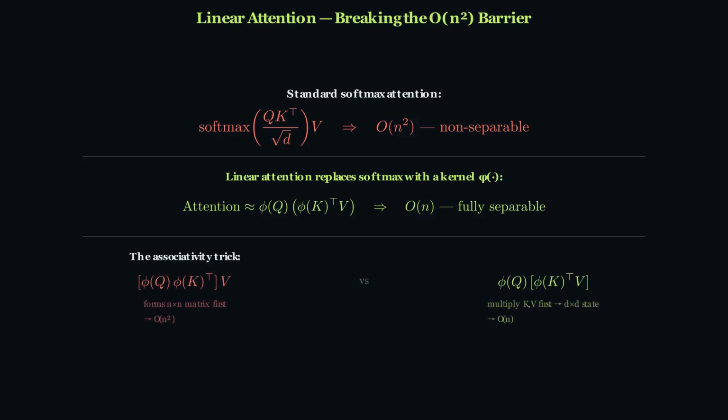By applying matrix multiplication right to left, multiplying phi of k transpose by v first, we get a fixed size d by d state matrix instead of n by n. This state acts just like a recurrent hidden state, making per token decoding O of 1.